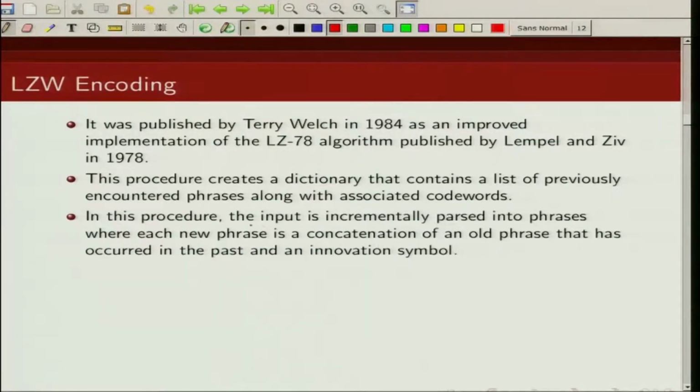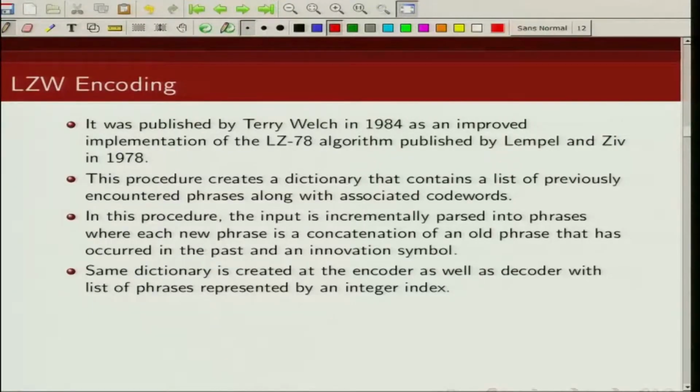In this procedure, the input is incrementally parsed into phrases where each new phrase is a concatenation of an old phrase that has already occurred in the past and a new symbol which we will call an innovation symbol. So we are going to look for a sequence which is already there in the dictionary plus a new symbol which is an innovation symbol, and we'll put that in our dictionary.